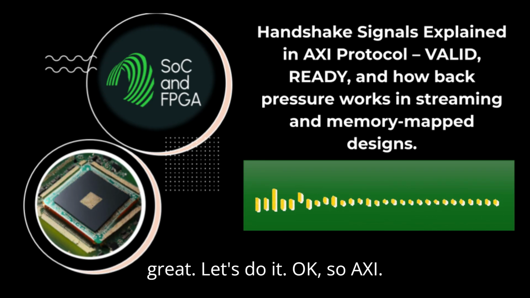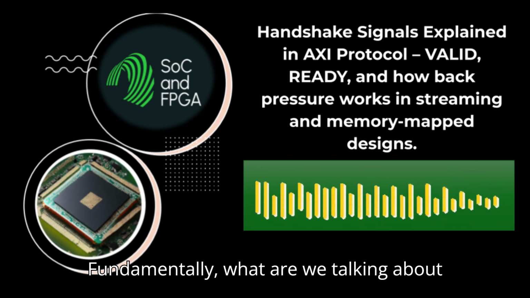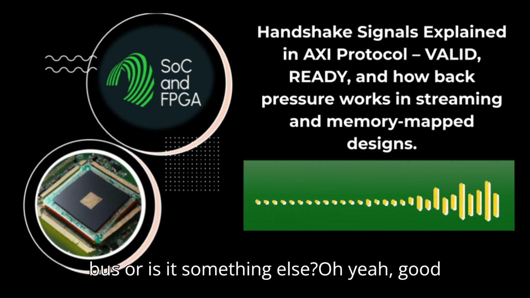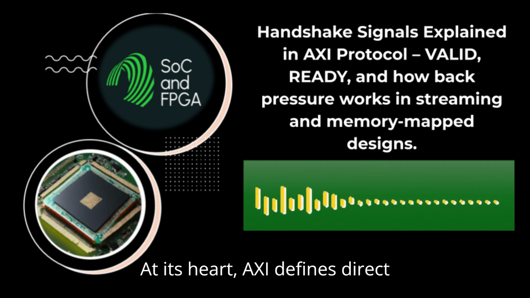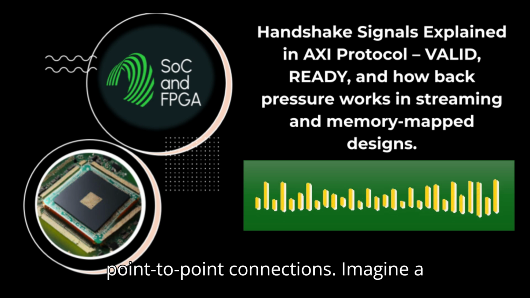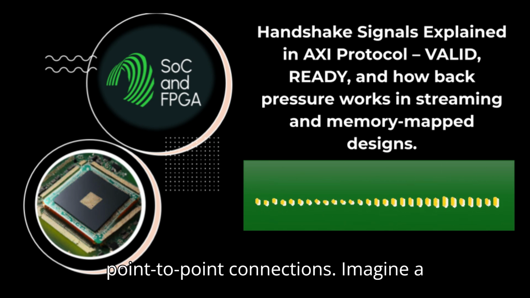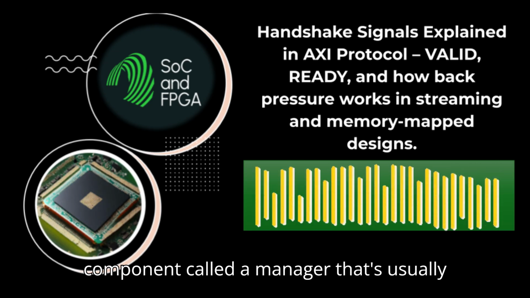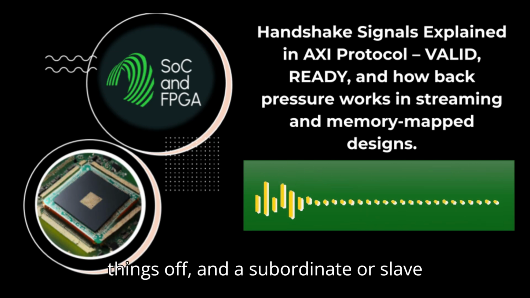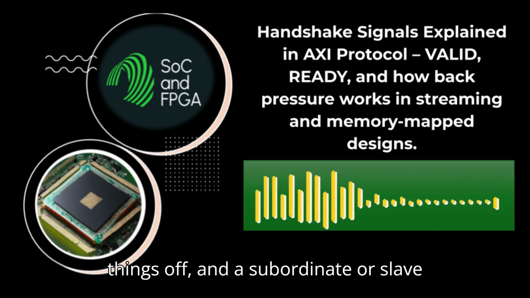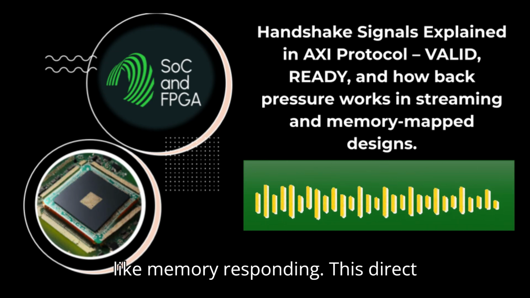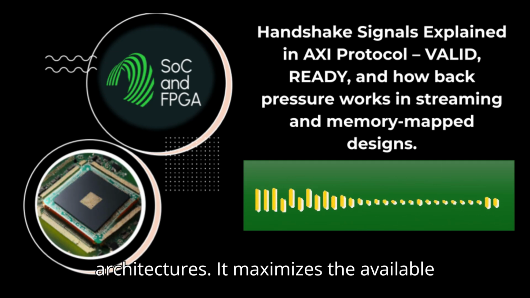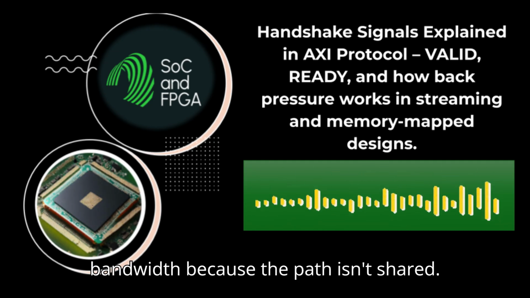Okay, so AXI. Fundamentally, what are we talking about here? Is it like an old school computer bus, or is it something else? Yeah, good question. It's quite different, actually. At its heart, AXI defines direct point-to-point connections. Imagine a dedicated phone line between a component called a manager, that's usually the master, like a processor starting things off, and a subordinate, or slave, like memory responding. This direct connection idea is what really sets it apart from older shared bus architectures. It maximizes the available bandwidth because the path isn't shared.